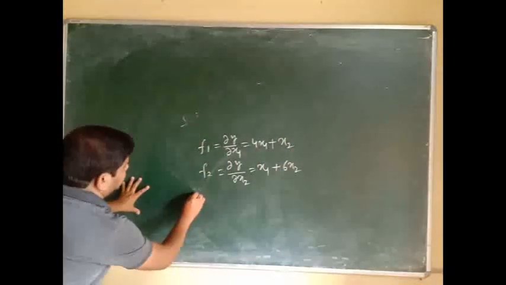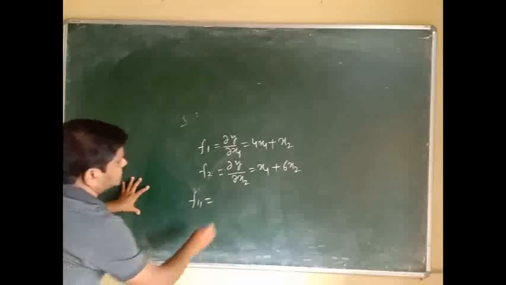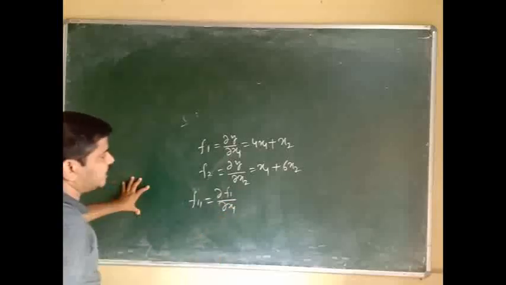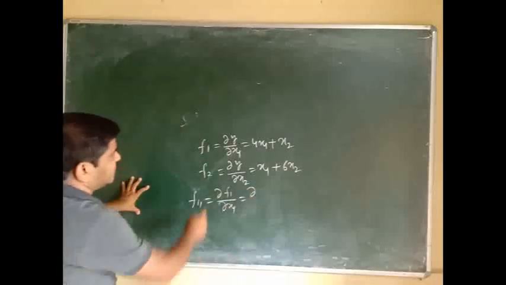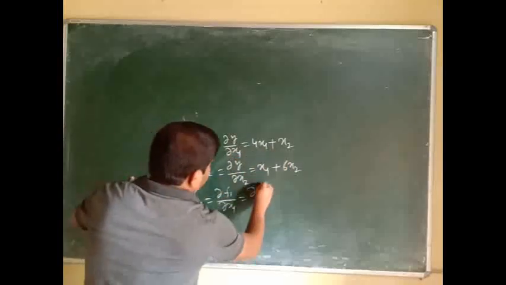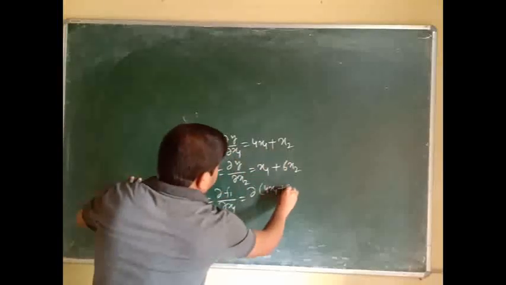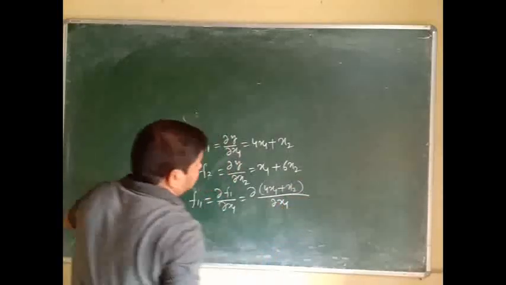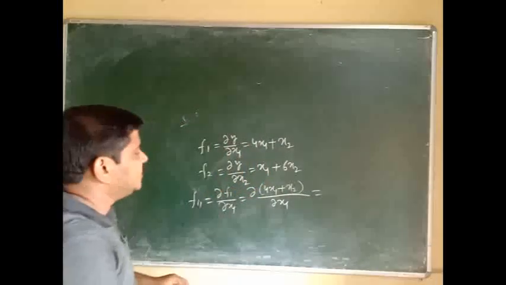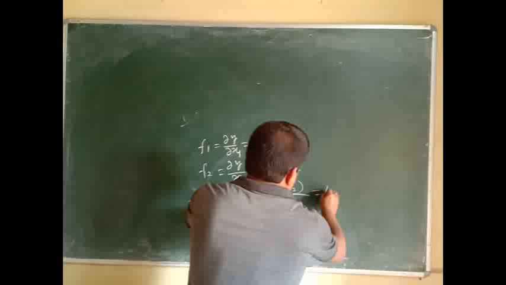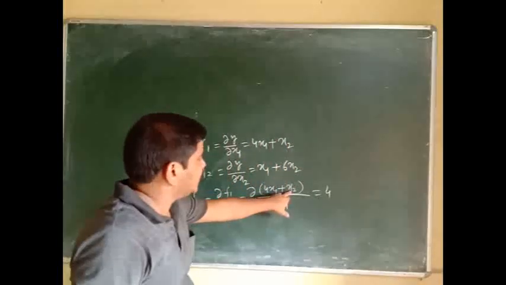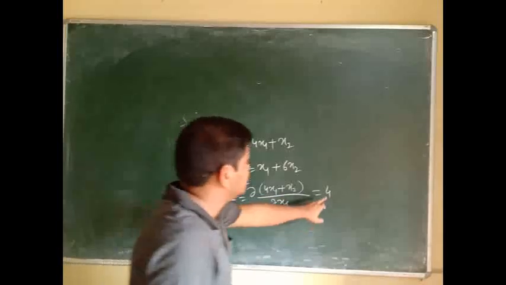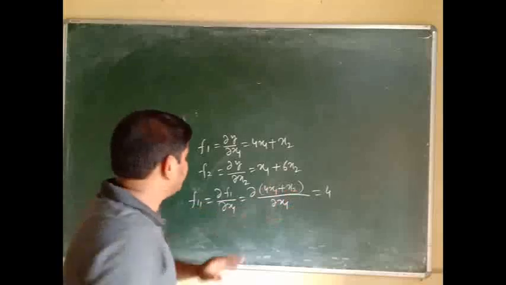Now f11 is equal to del f1 by del x1. So what is our f1? f1 is equal to 4x1 plus x2. It will be differentiated with respect to x1, del x1. So that value will be only 4, because x2 with respect to x1 is constant and it will vanish. So we have only 4, that is f11 is 4.